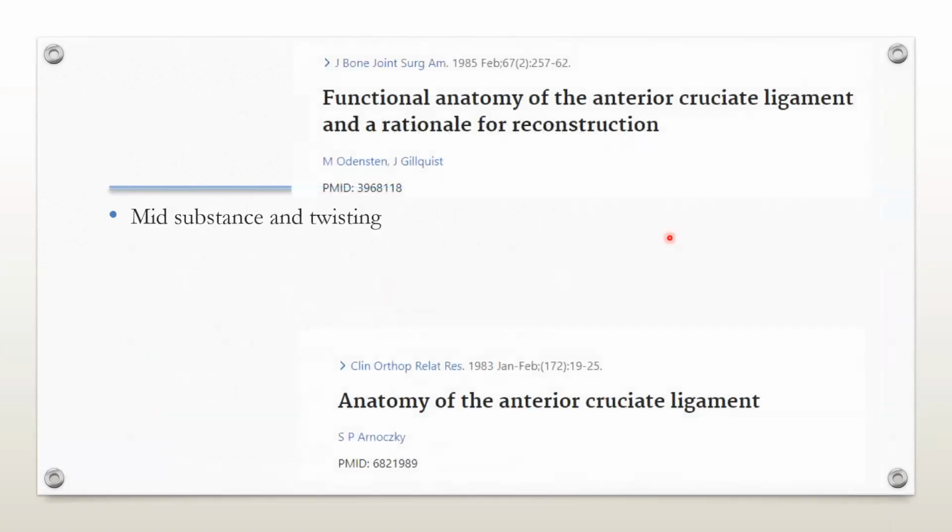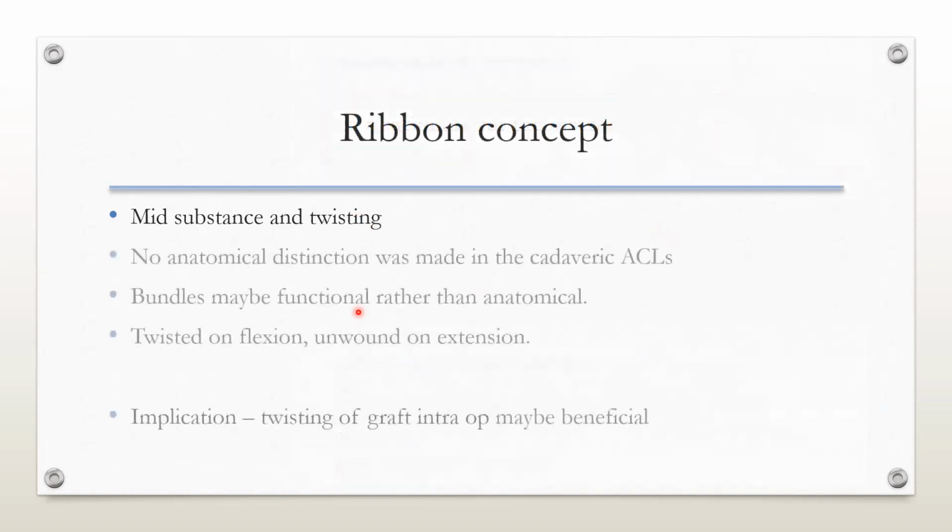This ribbon concept has been studied, and there were a few studies as early as 1993 and 1995 by Odensten and Arnoczky. Both were cadaveric studies. From their cadaveric study also, they stated that they couldn't make any distinction in the ACL. They dissected it as an anteromedial and posterolateral bundle.